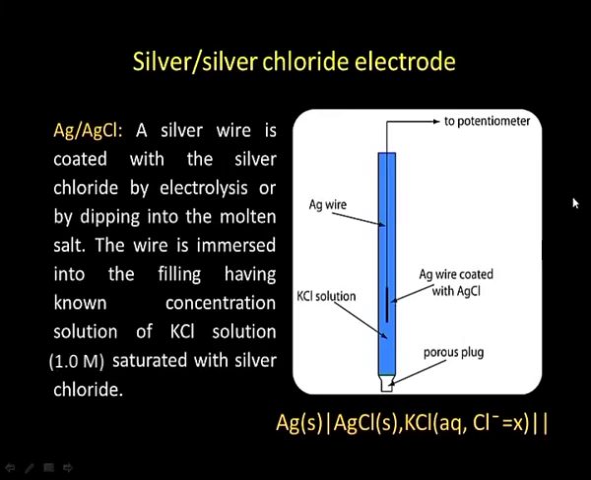Similarly, silver chloride is also used, in which a silver wire is coated with silver chloride either by electrolysis or by dipping into the molten salt. The wire is immersed into the filling having a known concentration solution of KCl, generally 1 molar, saturated with silver chloride. Here you can see we have a porous plug, KCl solution, and this silver wire which is coated with silver chloride at the bottom, and the connection goes to the potentiometer.